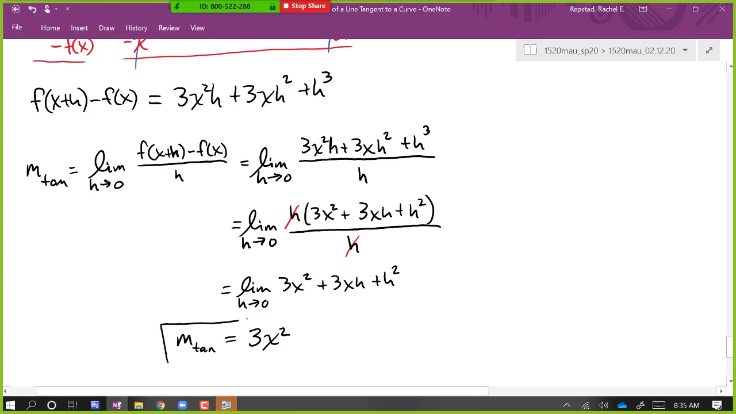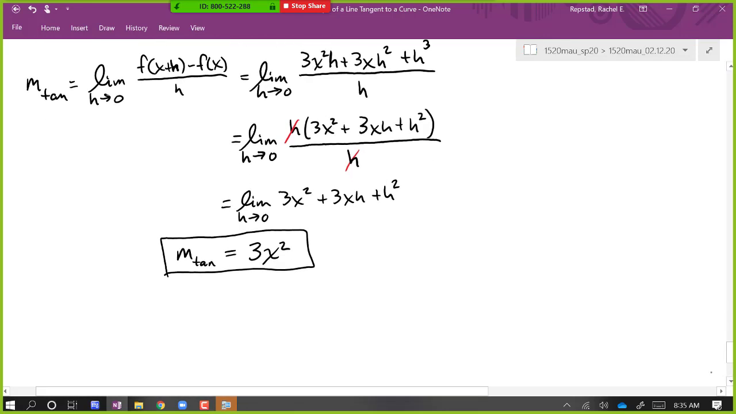Here's the expression that will give us the slope of a line tangent to the curve y equals x cubed plus 2 at an arbitrary point x. And the last thing they asked us to do was find the slope when x is a half. So 3/4 is what we get.